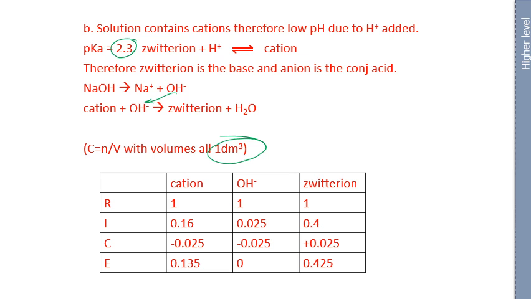Okay, so we do the RICE method. The ratio is 1 to 1 to 1. Then the initial concentration is going to be 0.16 of the cation, 0.025 of the hydroxide, and 0.4 of the zwitterion, from the question and from our previous answer. For the change, it's going to lose 0.025 moles of the cation and hydroxide, and the zwitterion is going to increase by 0.025 moles. Therefore, the end is going to be 0.135 of the cation, no hydroxide left, and the zwitterion will now be at a concentration of 0.425.